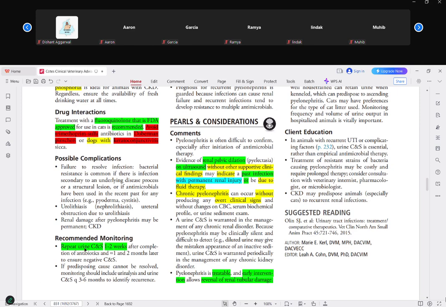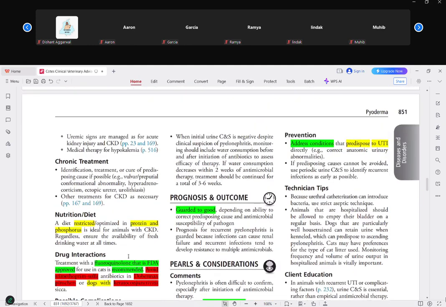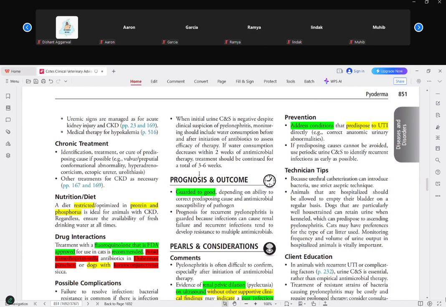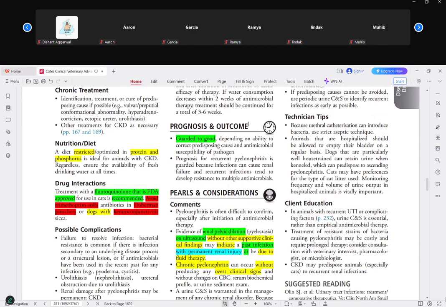You need to repeat the culture and sensitivity every 2 weeks after the completion of the antibiotics. In these animals, very much important. If the initial urine culture and sensitivity is negative, despite this you actually suspect pyelonephritis, then you have to increase the water consumption with the antibiotics and then do the culture and sensitivity again. The prognosis for this pyelonephritis is actually guarded.